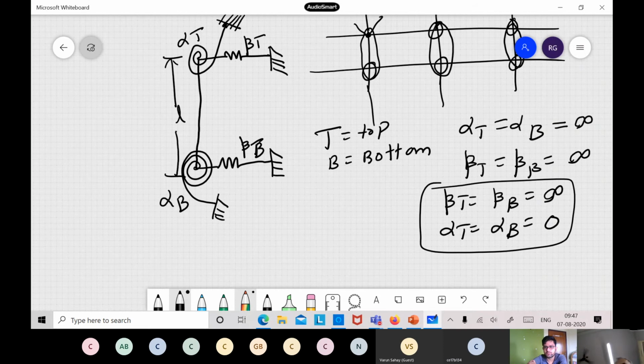Hinged, actually. Okay. So now you can play: suppose alpha T is 0.5, then beta T is 0.5. It means it is neither hinged nor the other. Suppose alpha T is 0 and beta T is also 0. So what does it indicate?